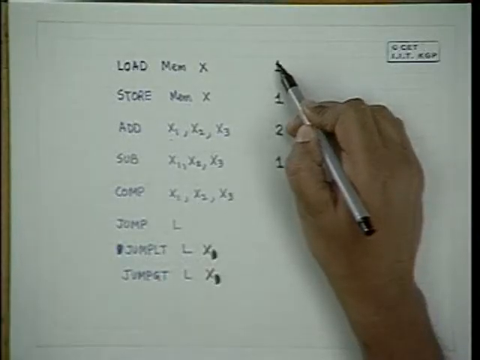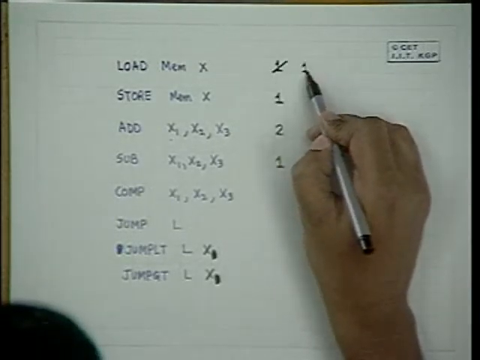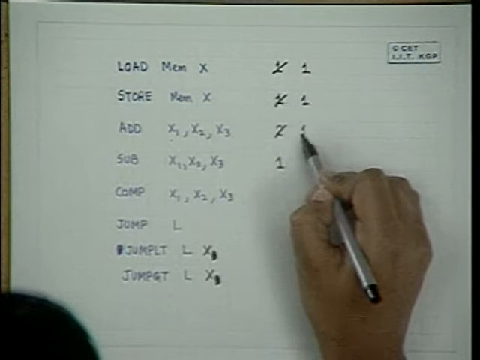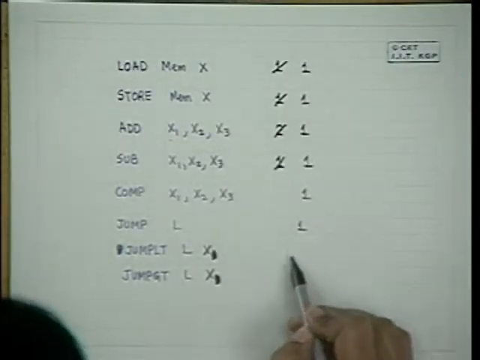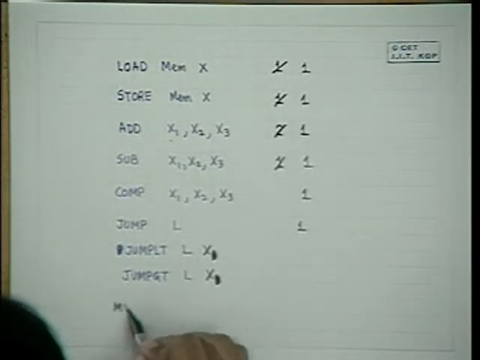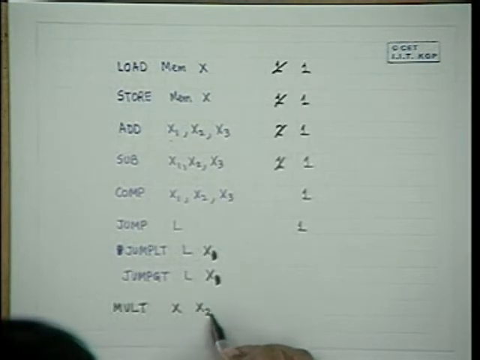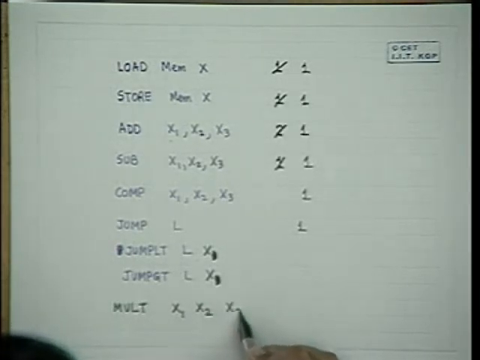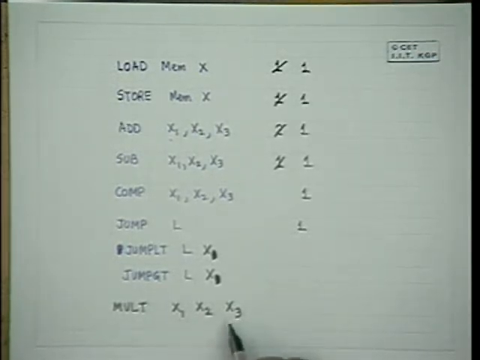And in the simplest condition, we say that if it takes a constant amount of time, we make everything 1, 1, 1, 1. On the other hand, if somebody provided you a multiplication operation of x1 and x2 and stored the result in x3, then this would possibly not take a constant amount of time. Can you tell me how much time this would take?